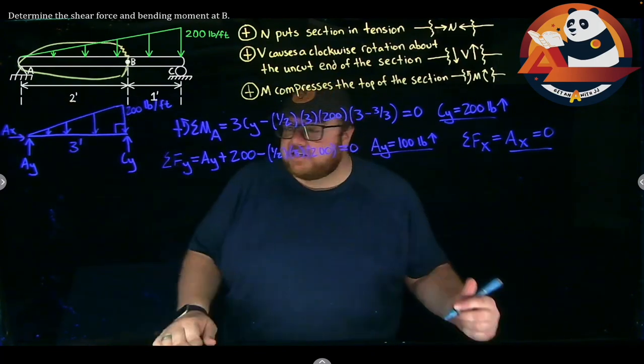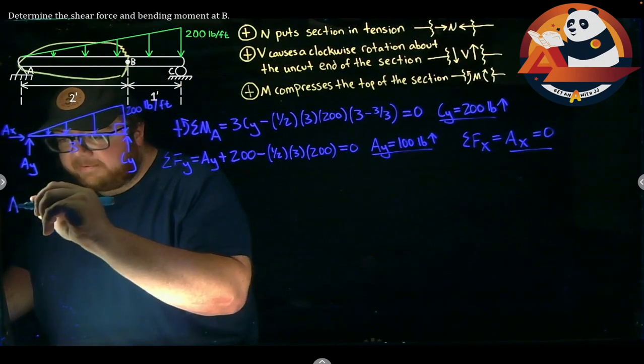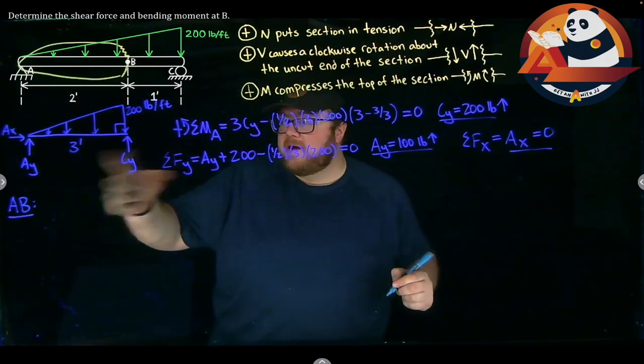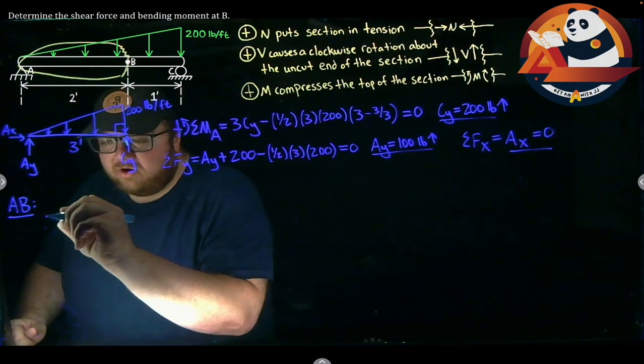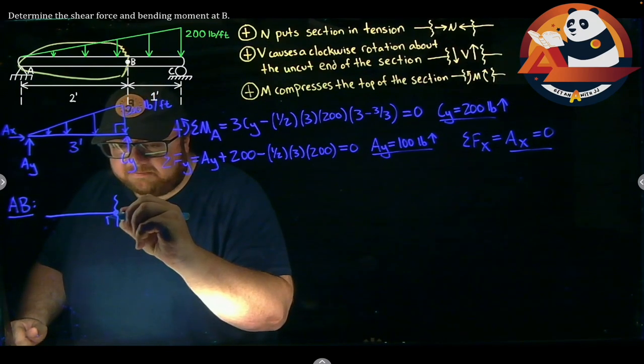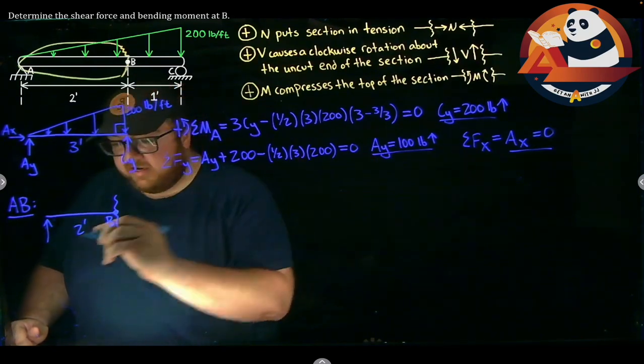We can start making our section free body diagram. So we're looking at just AB when we do this. So we can make our free body diagram. I go from A over to point B, where I make a cut in here. This is point B. It's 2 feet. I know AY was 100.